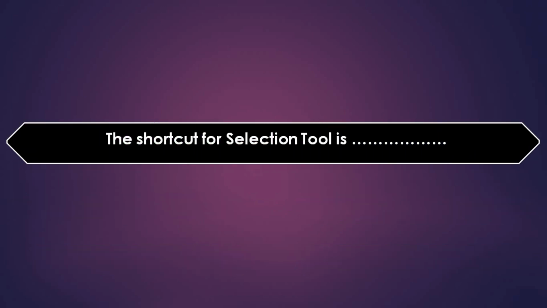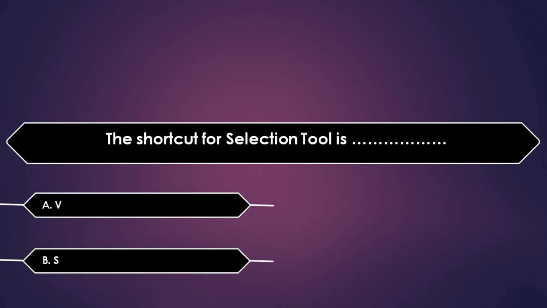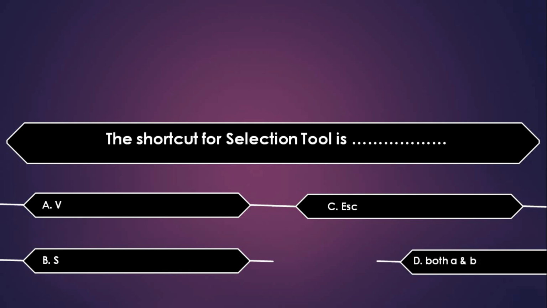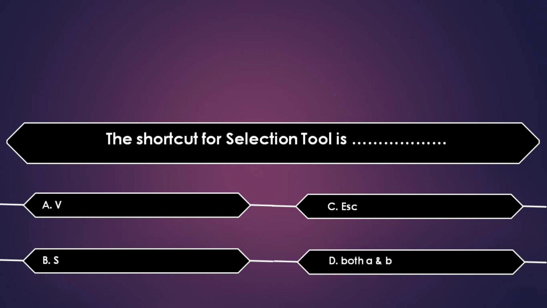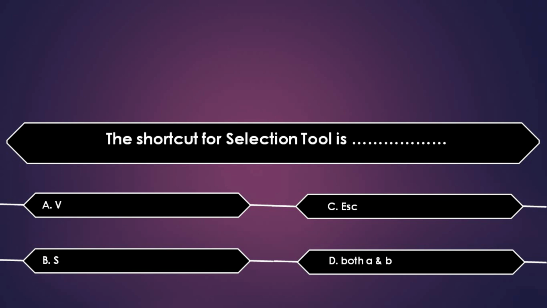The shortcut for selection tool is dash. A. V, B. S, C. Escape key, and D. Both A and C. The right answer is D. We have both A and C, not B. The shortcut key for selection tool is V and escape key.